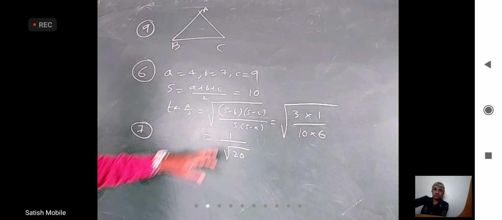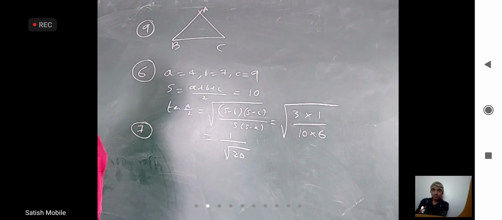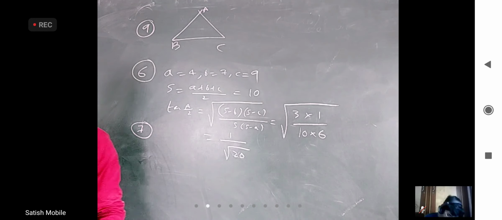Okay, but is this answer correct? 1 by root 20. Okay. I'll change the key then.